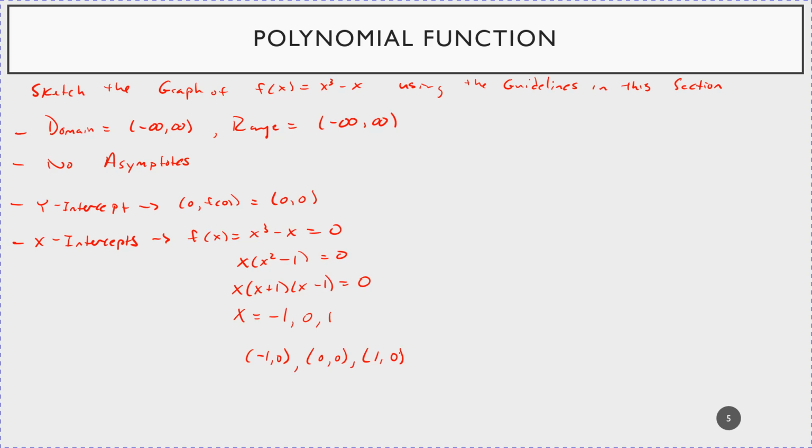Okay, we're getting there. So the next thing we're going to do is all the first derivative stuff. That's going to be increasing, decreasing, and that's going to help us find relative extrema. All right, so now we're going to look at the first derivative. This is for increasing and decreasing, and then relative extrema.